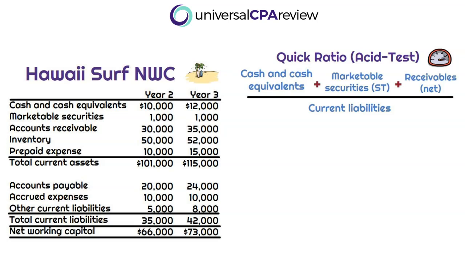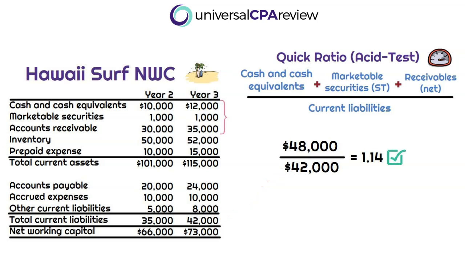So we finished up laying on the beach. Now we're back at the beach club at Hawaii Surf, and we're going to calculate the quick ratio with some of our friends, right? We're drinking a few beers and we're going to calculate this ratio. So you can see for the numerator, we're only going to include cash and cash equivalents, marketable securities, and accounts receivable, which totals to $48,000. On the denominator, we're still using total current liabilities, right? We're not excluding anything. And that is $42,000. And that results in a quick ratio of 1.14.